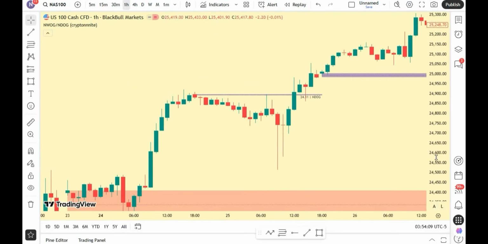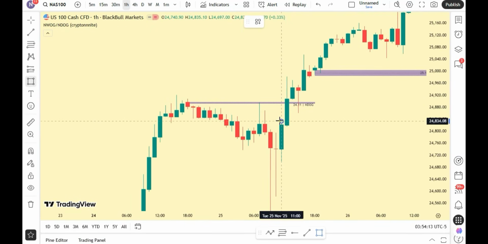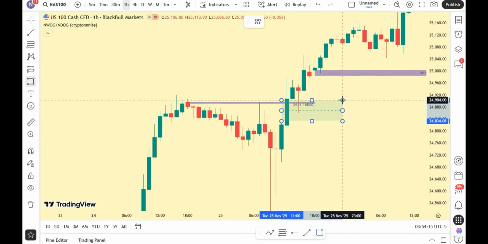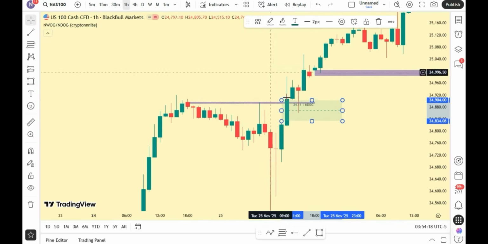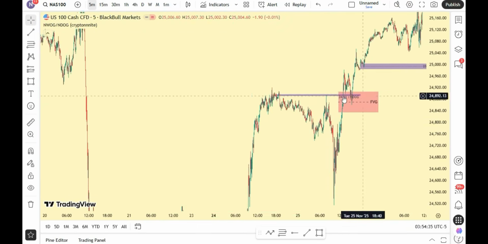Let's zoom into this example here. Price taps into a 1 hour FVG. Let me mark this FVG. At the same time, this FVG overlaps with a new day opening gap zone. So I drop down to a lower time frame and wait for my setup to form.